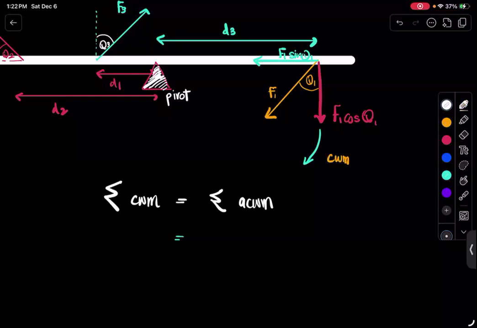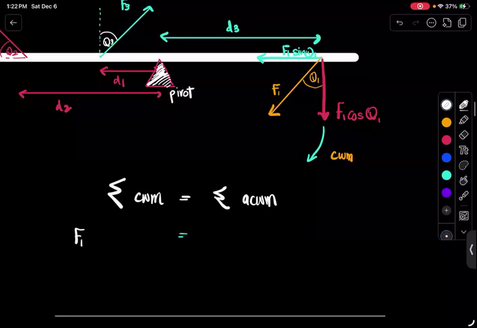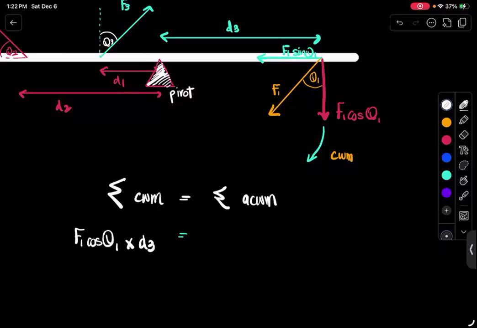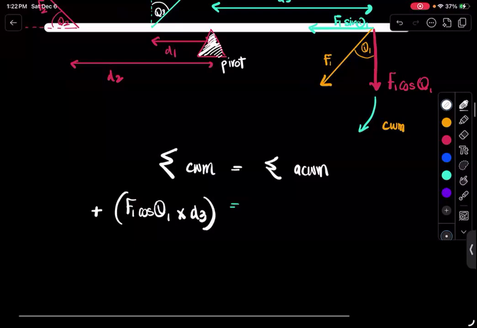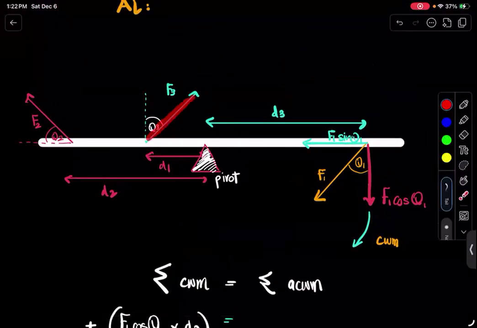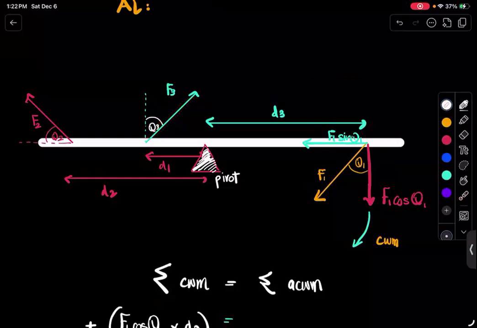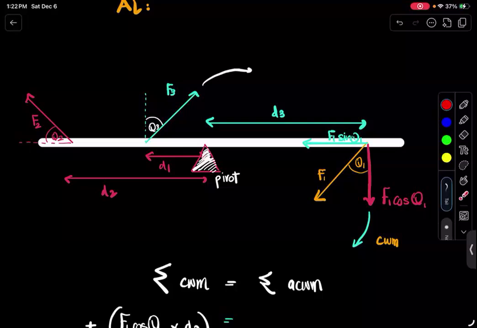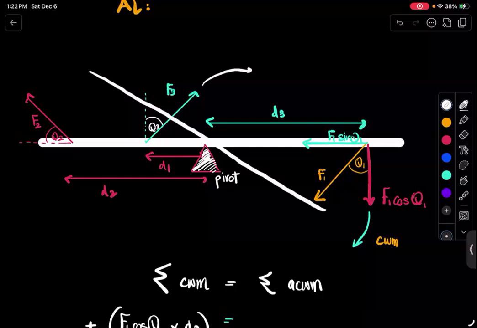So that would mean F1 cos theta 1 multiplied by d3 is one of the clockwise moments. Okay. Plus, is there any other clockwise moment? Let's check. If I look at the F3 force, it's going to make the bar turn like this, right? Because you're pulling from over here, which means it's going to make the ruler turn like this.